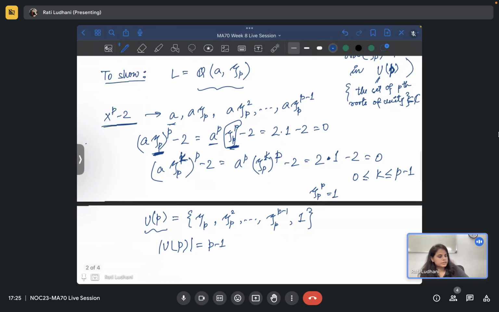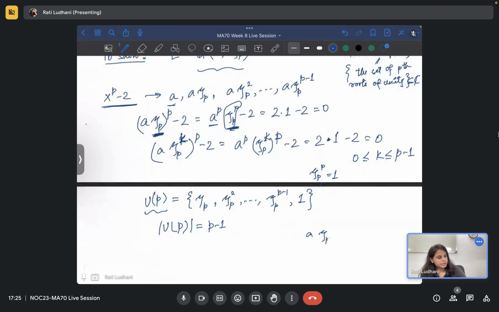Okay, so we have this now. Now if a zeta_p^i is the same as this, or maybe zeta_p^j, then since a is non-zero, these have to be the same, because you are in a field, you can divide by a inverse and all this. So in turn these are all different. So V_L of x raised to power p minus 2, we can say L because that is a splitting field, we already know. So this set is at least this.